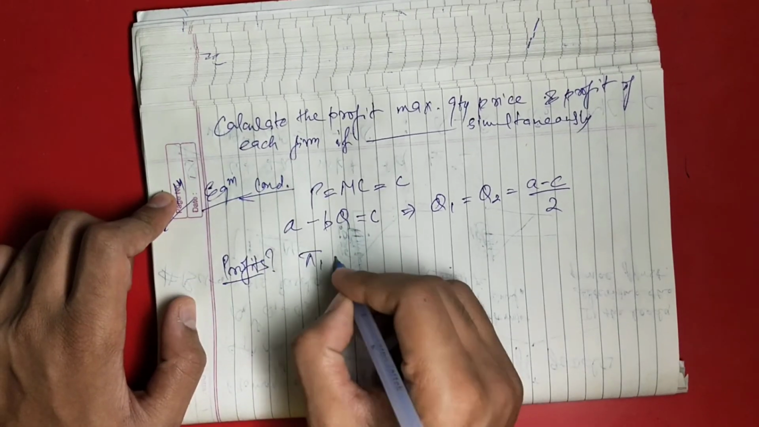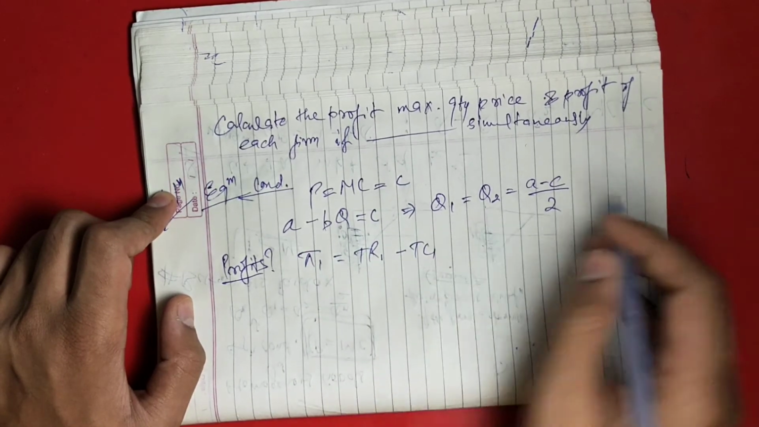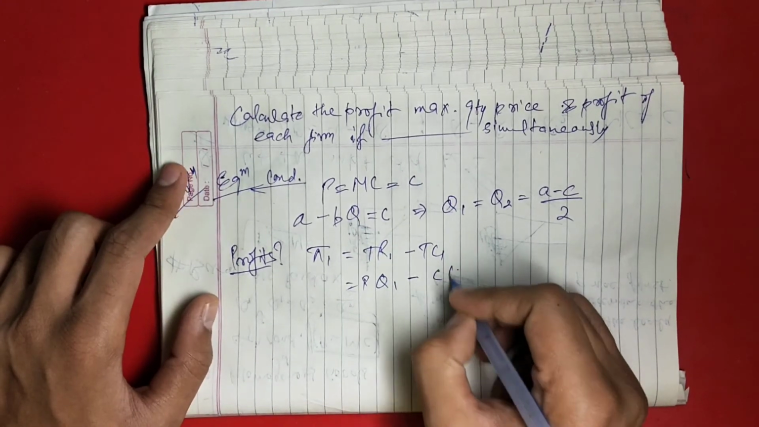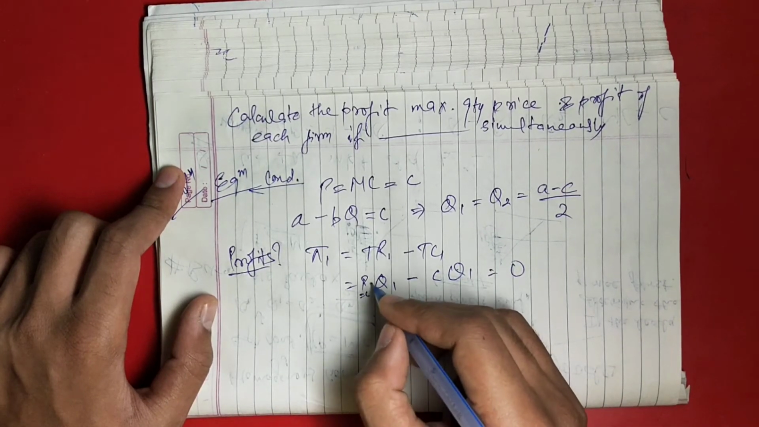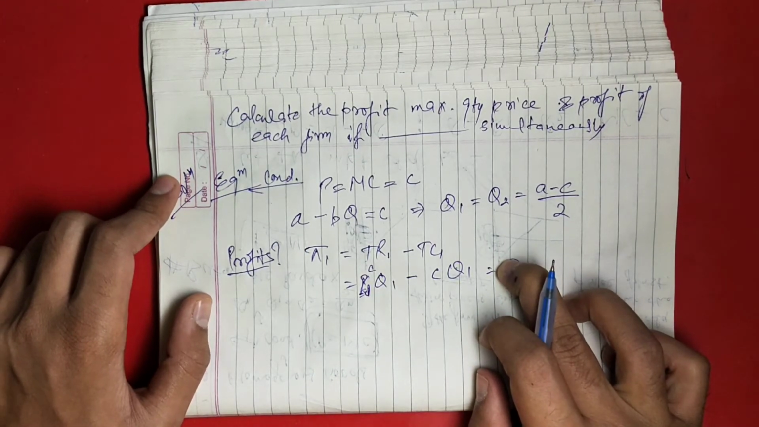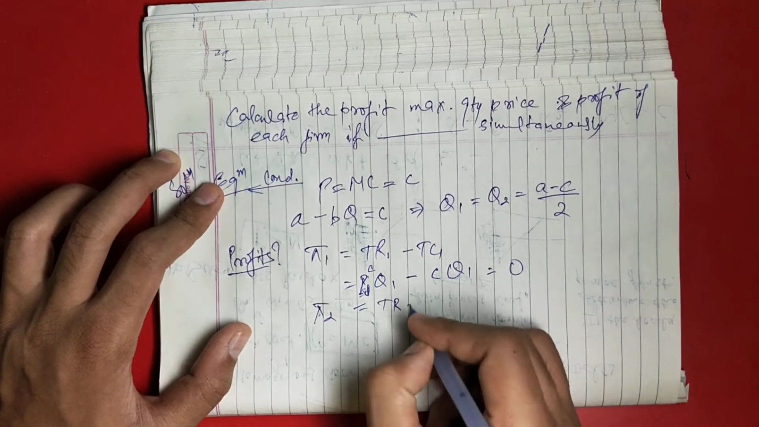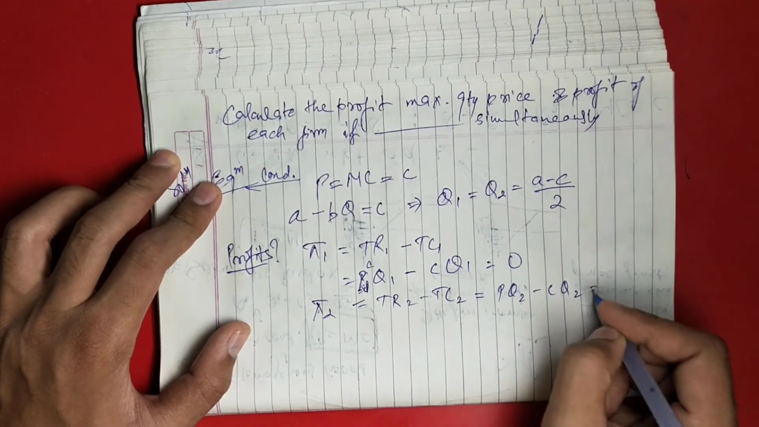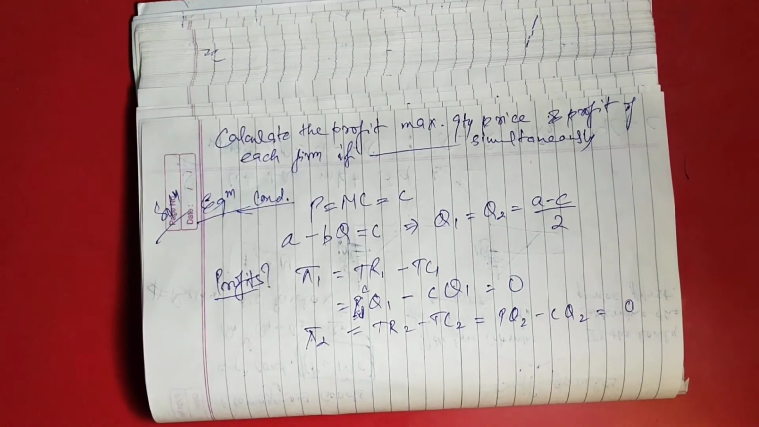So profit π1 is equal to TR1 minus TC1. Profit will be determined simultaneously. This will be P into Q1 minus C into Q1. Since P is equal to C, I can write C in terms of P. So this is equal to 0. And similarly π2 is also 0: TR2 minus TC2 is equal to P into Q2 minus C into Q2, which is equal to 0. So profit has come to be 0.